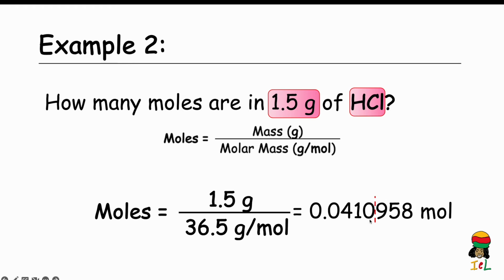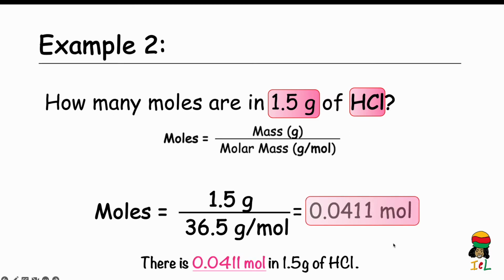Then we'll draw our imaginary line, and we'll look to see if the number after the imaginary line is 5 or greater. We will then add 1 to the digit in front of the imaginary line. So as a result, our answer would be 0.0411 mole. Consequently, we know that there is 0.0411 mole in 1.5 grams of hydrogen chloride.